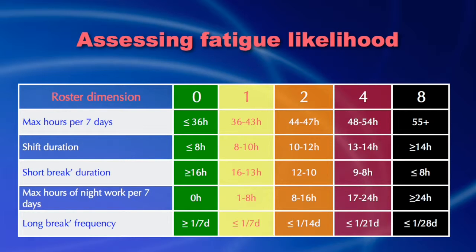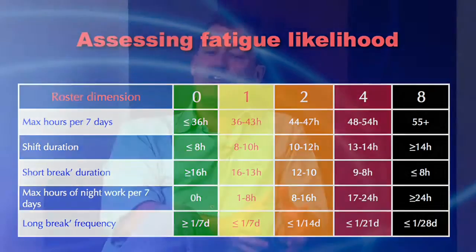So for example, if we look at the first row, that is the number of hours worked in a week, if it's less than the 36 hours on the scale, then that means that there is no additional increase in risk. On the other hand, if somebody's working more than 55 hours a week, the risk will go up by 8 points. Your job when you look at a roster is to look down each of the 5 dimensions and then rate the roster according to where it falls on each of those dimensions.